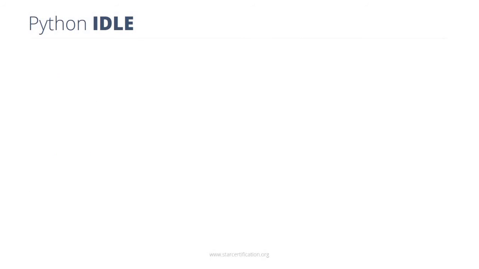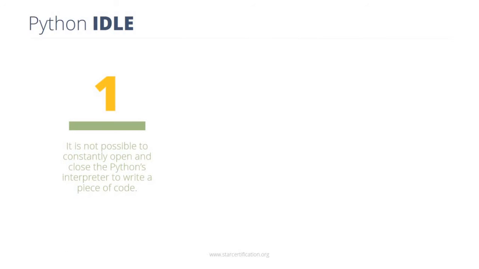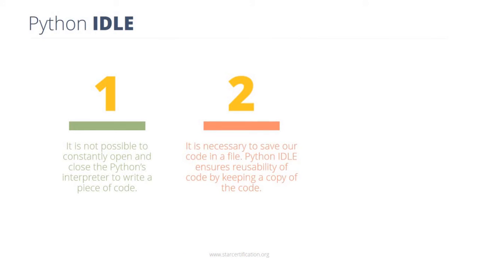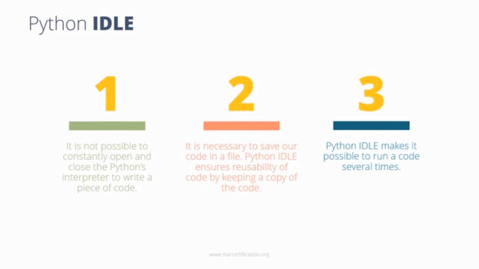An IDLE is very useful, as it is not possible to constantly open and close the Python interpreter to write a piece of code. While building a comprehensive application, it is necessary to save our code in a file. This is possible with the Python IDLE that ensures reusability of code by keeping a copy of the code. Also, the Python IDLE makes it possible to run a code several times for the required purposes.